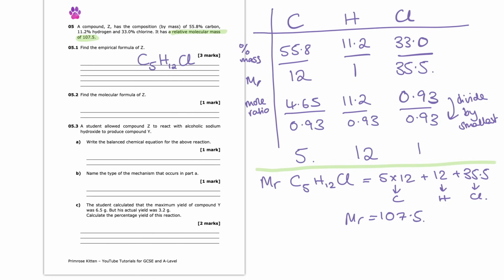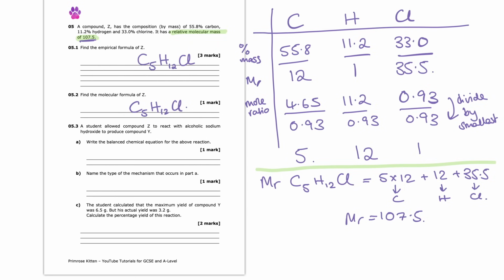And notice there, that is exactly the same as the MR of this compound Z, which must mean that the molecular formula is actually just the same as its empirical formula. So it's going to be C5H12Cl. Okay, so for 5.3, a student allowed compound Z to react with sodium hydroxide to produce compound Y. Write the balanced equation for the above reaction.